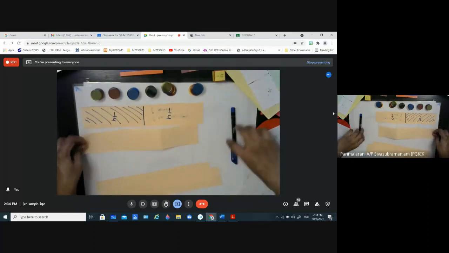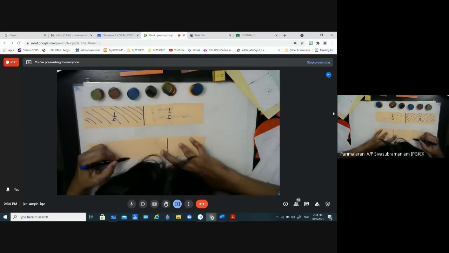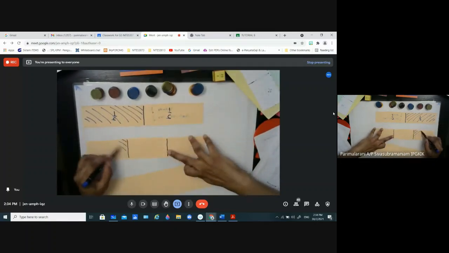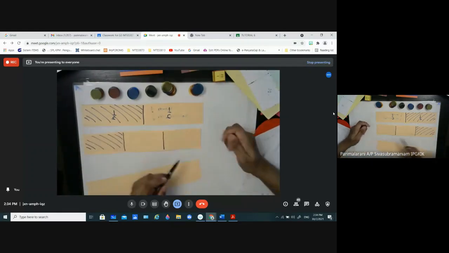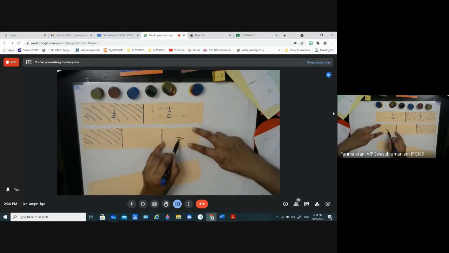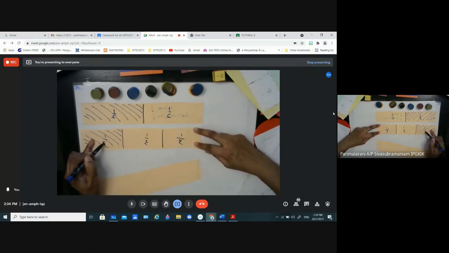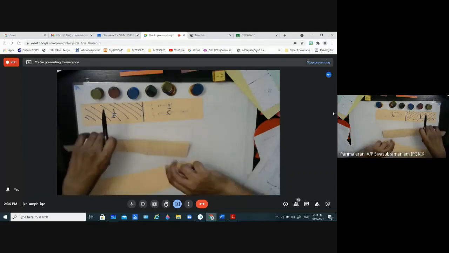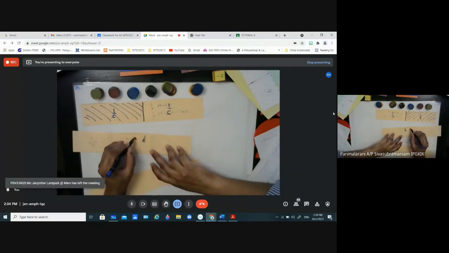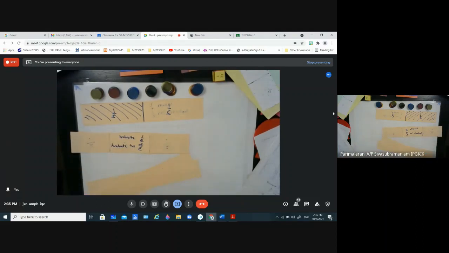Okay? Open it up. Draw your lines. Every time you do paper folding, you have to draw the lines with your marker. Okay? Shade one area. Because we have 3 parts here, so the number of parts is 3. So the bottom is 3. Each part is 1/3. Okay? Turn around and write 1/3 shaded, 2/3 not shaded. Okay?